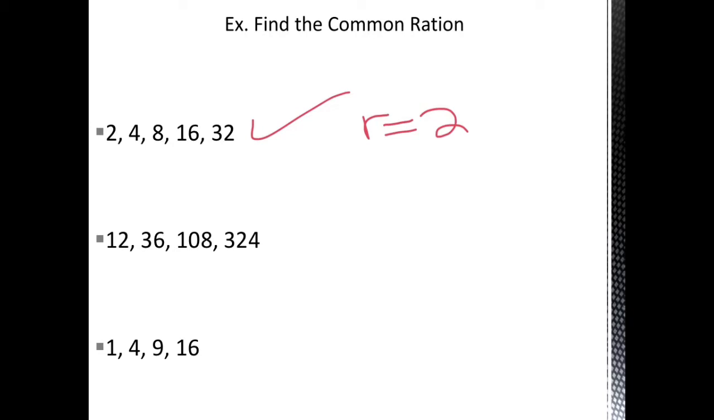Looking at our second example, to go from 36 to 108, we multiply by 3. To go from 108 to 324, again we multiply by 3. So yes, this is geometric, your common ratio is 3. For our last one, we multiply by 3, and then it gets kind of tricky. You can multiply by 9 over 4, and then multiply by 16 over 9. So regardless of how you do this, we are not getting the same ratio, so no, this is not geometric.